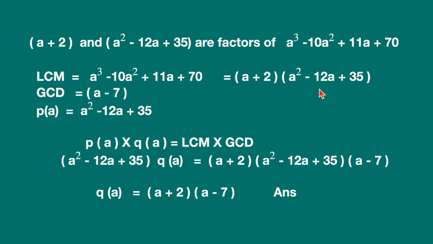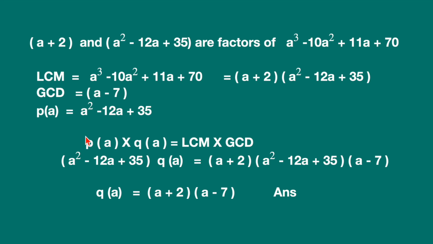So let's write down like this. For the GCD also they have given one polynomial. Now you apply this formula: P(A) into Q(A) is equal to LCM into GCD. That means the product of the two expressions is equal to LCM multiplied by GCD.